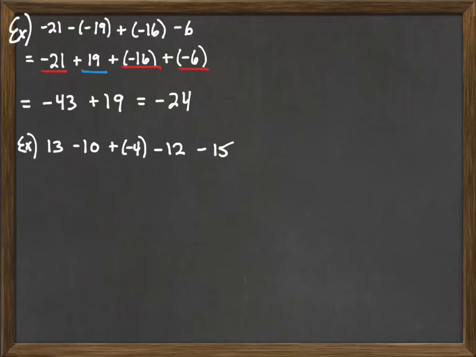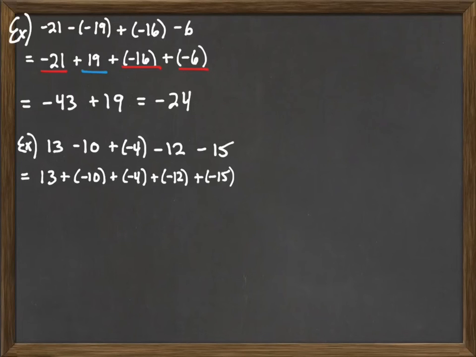Consider our next example here. We have 13 minus 10 plus a negative 4 minus 12 minus 15. Once again, we just want to take each one of our subtractions and change it to addition. So 13 minus 10 we could rewrite as plus a negative 10. The next one is already plus, so we leave it as it was. And then we have minus 12, which would be the same as plus negative 12, and minus 15, which is the same as plus negative 15.